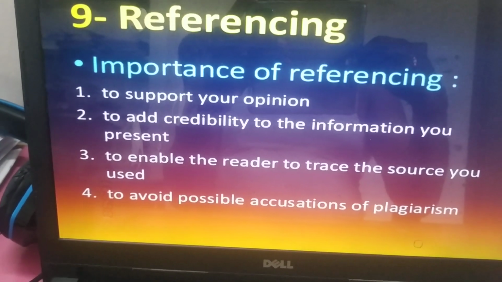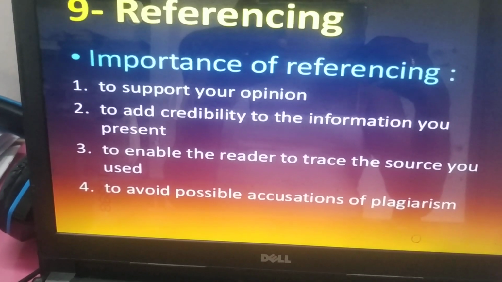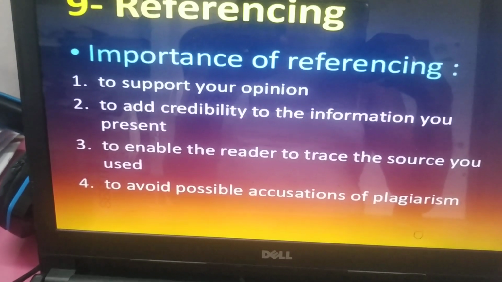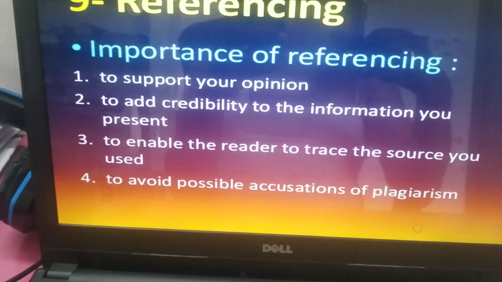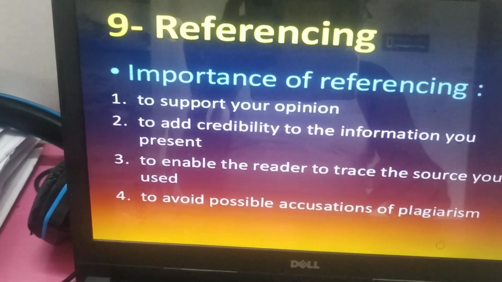Reference. Importance of referring: to support your opinion, to add credibility to the information you present, to enable the reader to trace the source you used, and to avoid possible accusations of plagiarism.